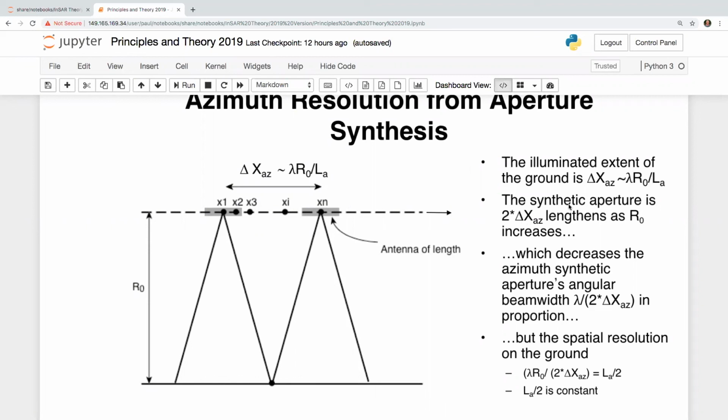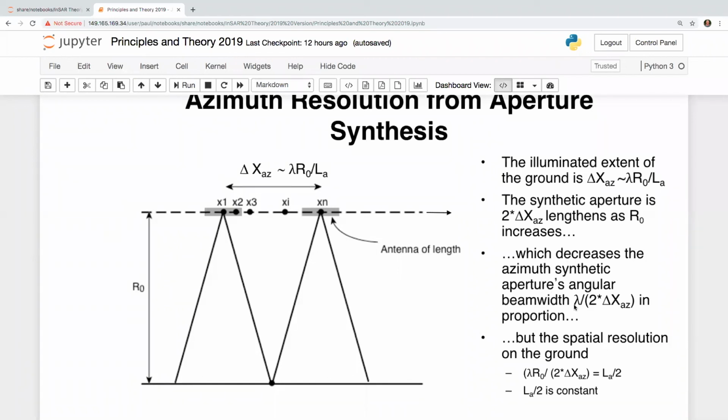And that antenna synthetic aperture length increases as range increases. So if this were a greater distance, then this distance here would be greater on the ground, and this distance between these points would be greater as well. So you would think that somehow range would affect the resolution that you're going to be able to get in azimuth in this case. But that also gives you a decreased azimuth synthetic aperture angular bandwidth.